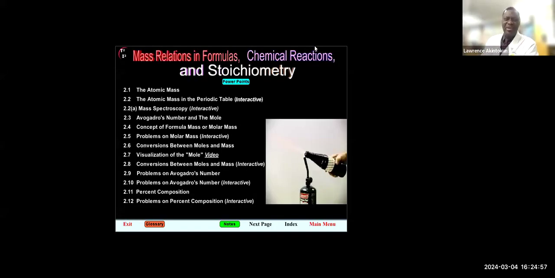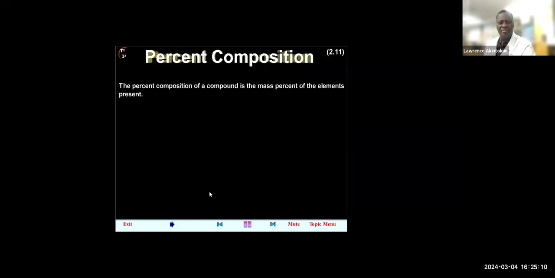Hello, students. Today we are going to look at percent composition, and we're going to do some calculations on that. So let's get started. The percent composition of a compound is the mass percent of the elements present. Mass percent of element equals mass of element in sample divided by total mass of sample times 100.